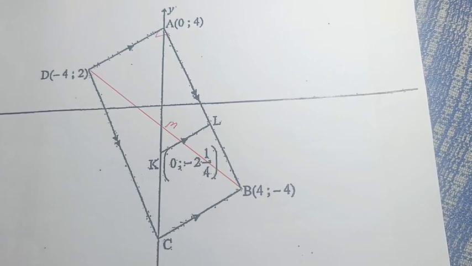So the coordinates of C are 0 and negative 6, which makes sense because the x value is 0 here and it is lying on the y-axis where y is negative, so the answer is correct.